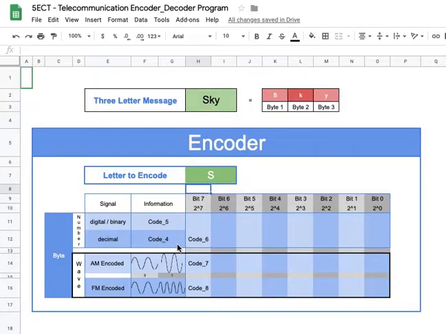And then we have actually several steps before we get the computer to tell us how to amplitude encode this or frequency modulate encode this. First thing we need to do is figure out the decimal number in the ASCII table for capital S. Now, ASCII has actually been so used worldwide that it's been renamed Unicode 8.